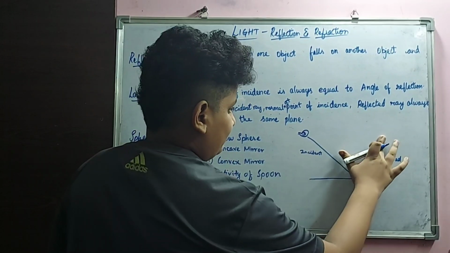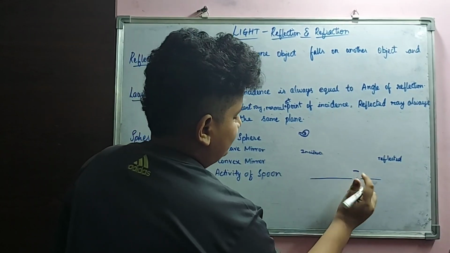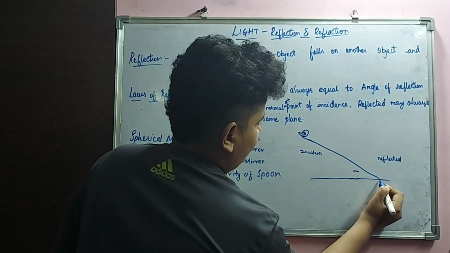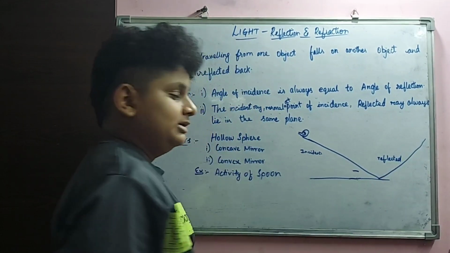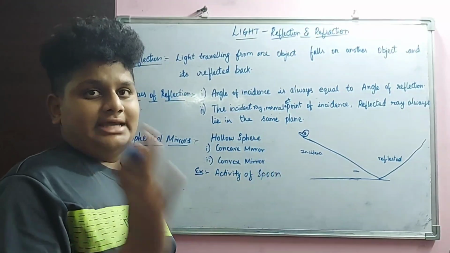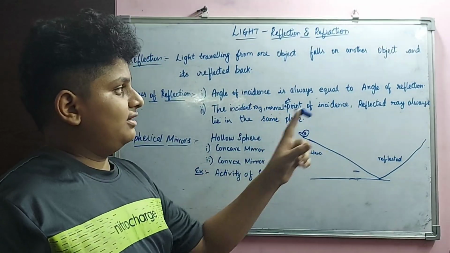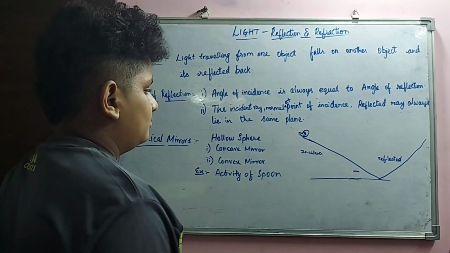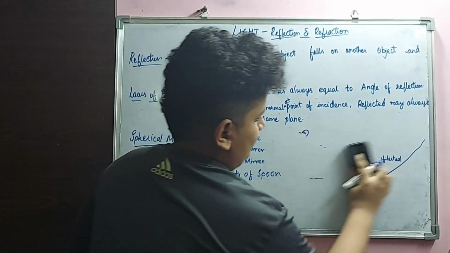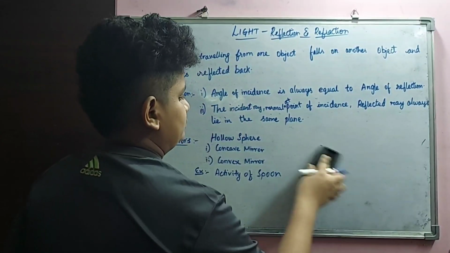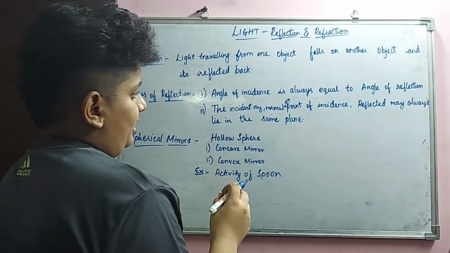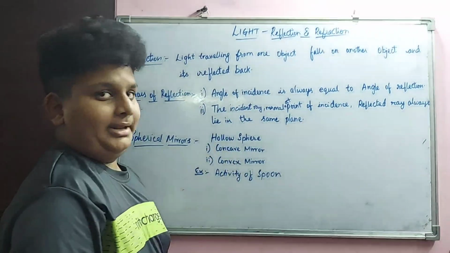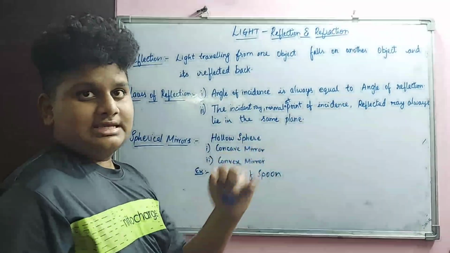If it is stretched back, for example, it hits here and gets reflected back like that. The angle of incidence is always equal to the angle of reflection. Now let us see the second law. The incident ray, the normal at the point of incidence, and the reflected ray always lie in the same plane.